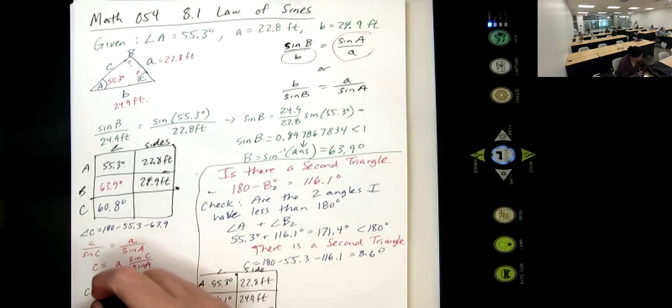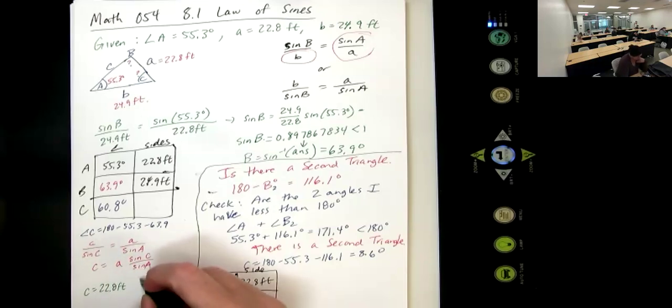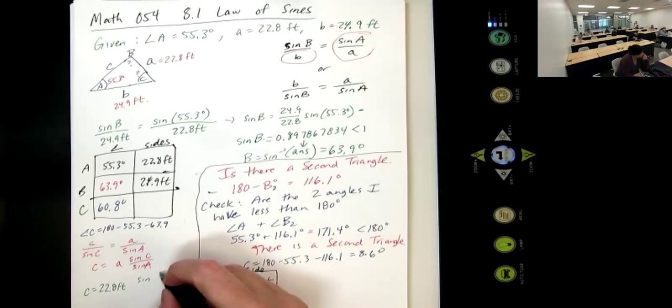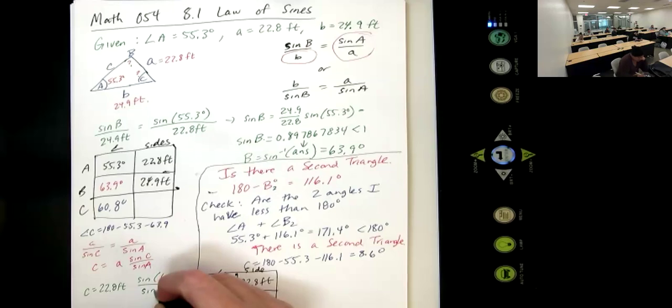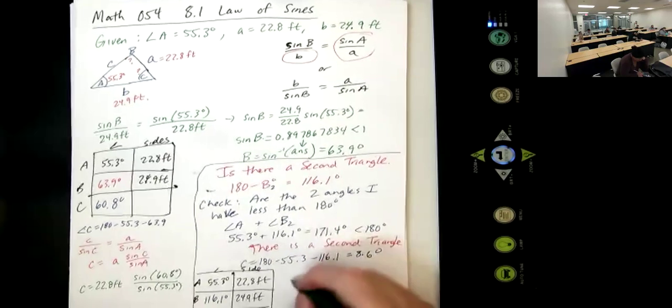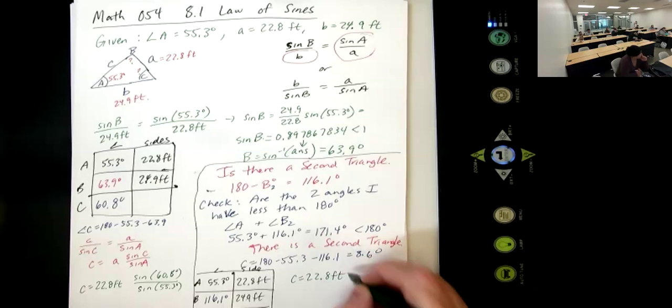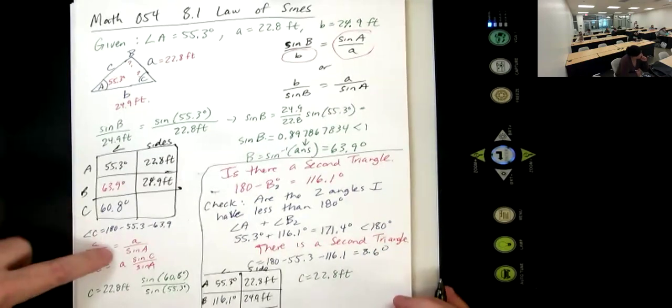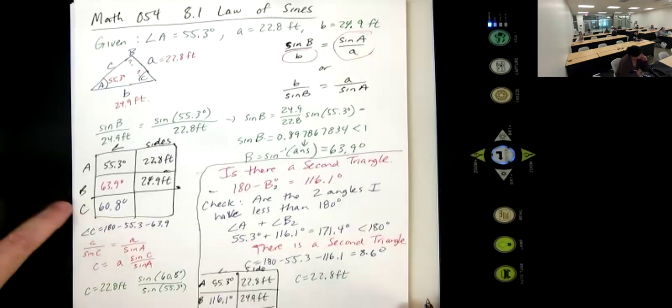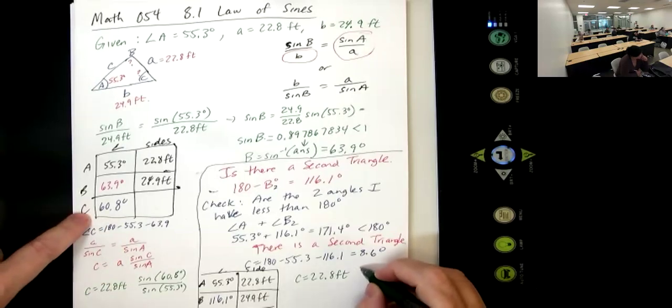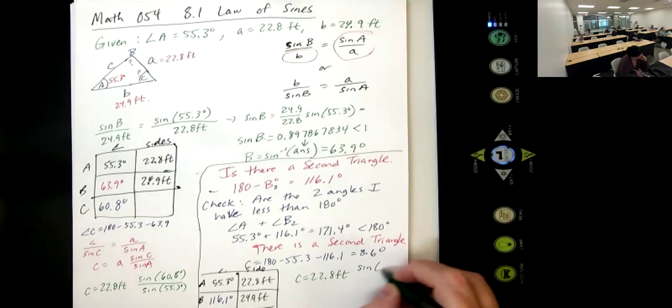On this one, I have 22.8 times sine of C, which is sine of 60.8, over sine of 55.3. If I set that up over here, the only thing that's changing is the angle for sine C. It is no longer 60.8, it is 8.6.